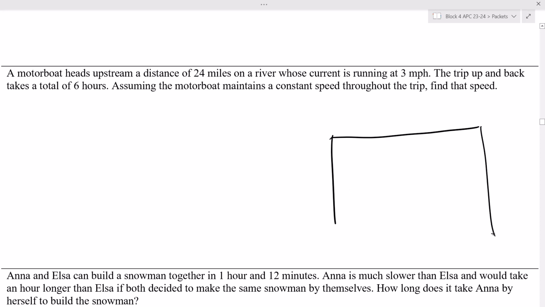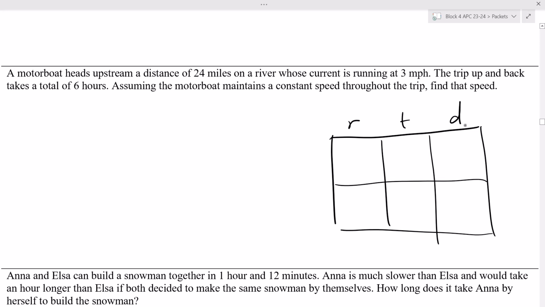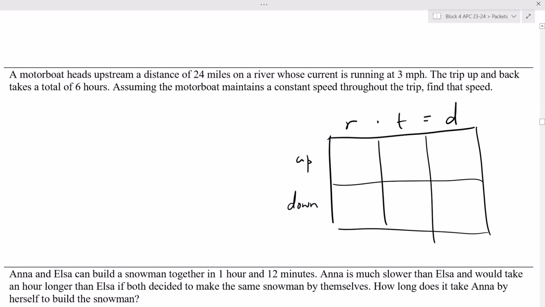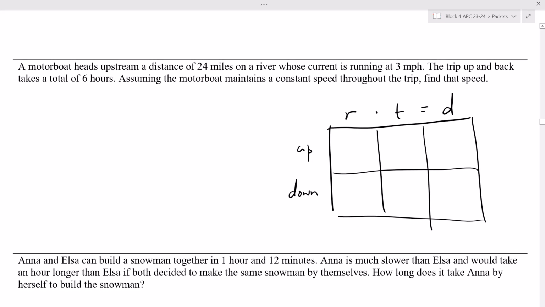So I'm going to use one of these charts. Have you seen this before? What kind of chart is this called? An RTD chart. R times T equals D. If you haven't done these before, that's okay. This is a suggested way to do it. You're welcome to use another way if you'd like. There's upstream and downstream. Okay, so it goes upstream a total of 24 miles on a river, so I could put that 24 here, and downstream also 24.